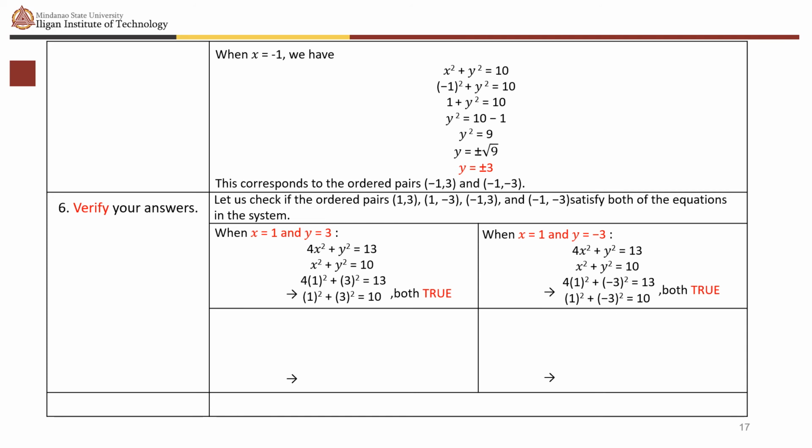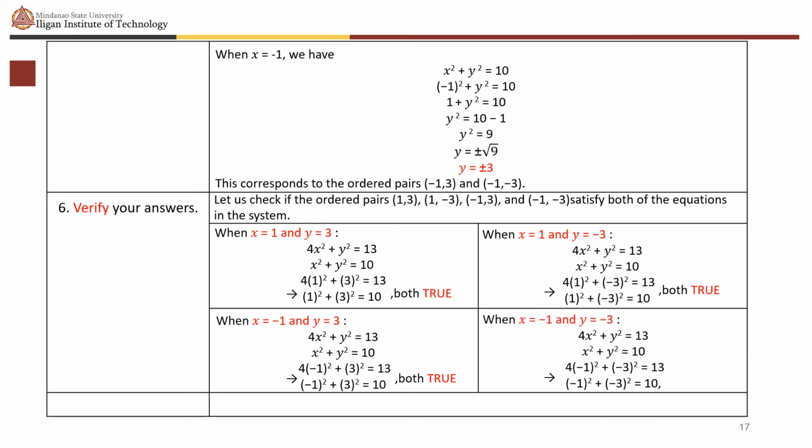And when x is equal to -1 and y is 3, again, this comes out to be true. And lastly, when x equal to -1 and y is equal to -3, we verify and come up with the following solution, which is verified to be true also.